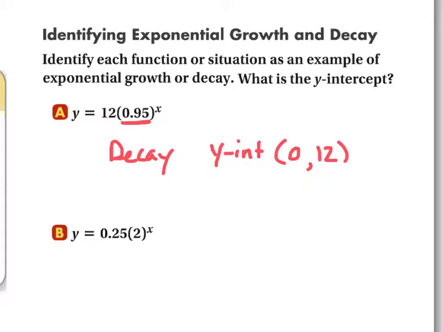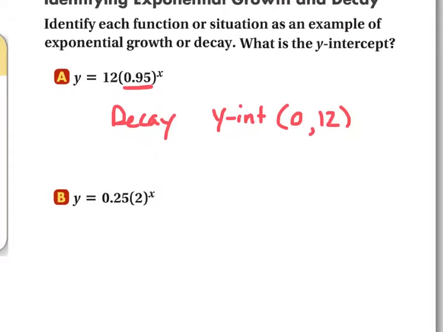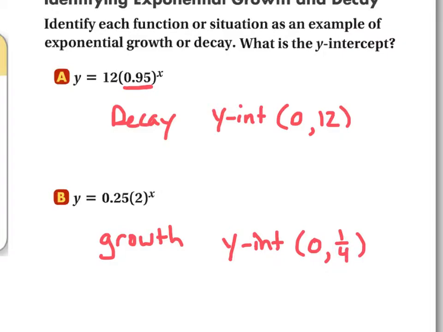Okay? Let's look at part B. Part B. The b value is what? The b value is 2, so therefore that is going to be growth. And our y-intercept is located where? 0, 0.25, or you could change that as a fraction as 1/4. But if you left it as 0.25, that's fine. They mean the same thing. Okay?